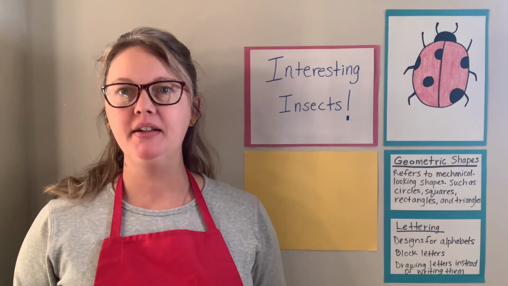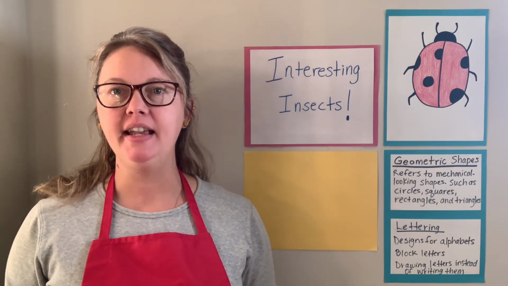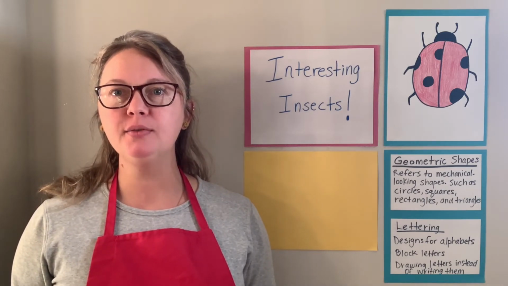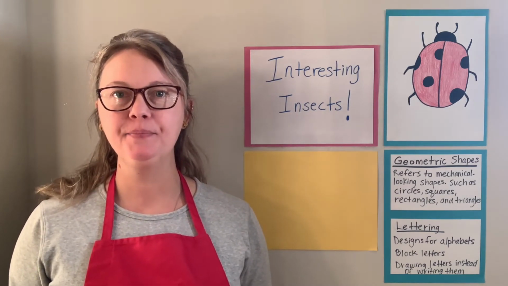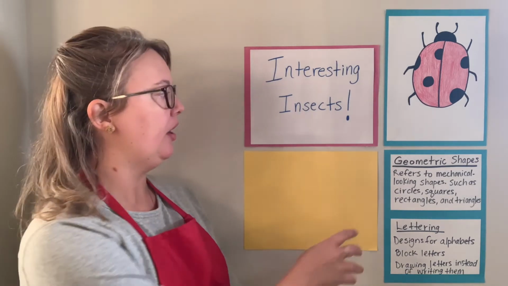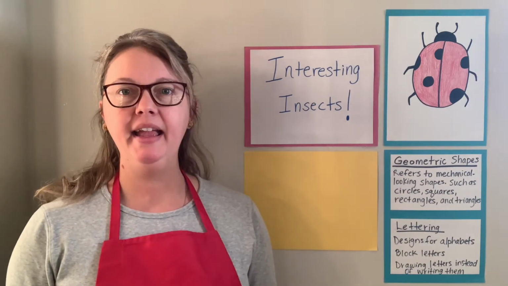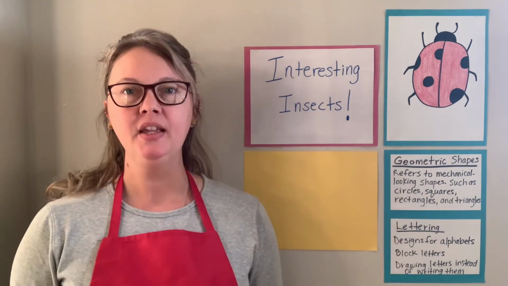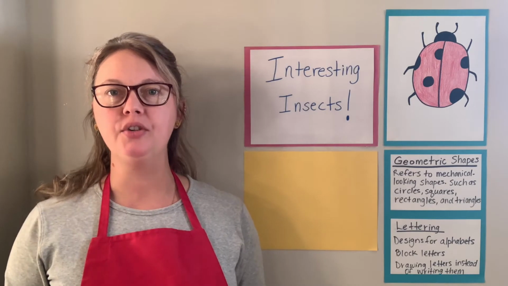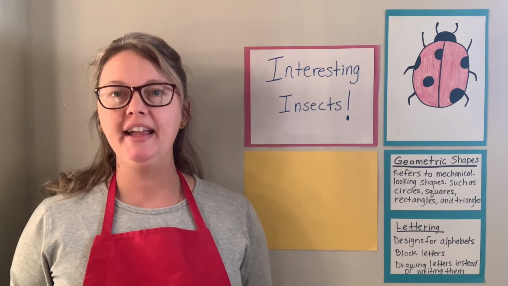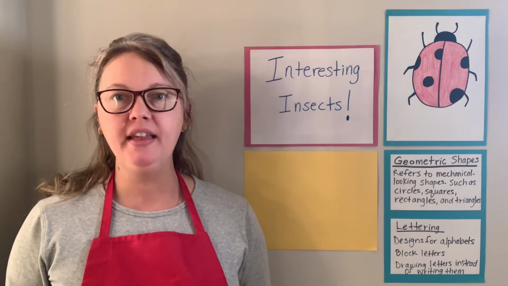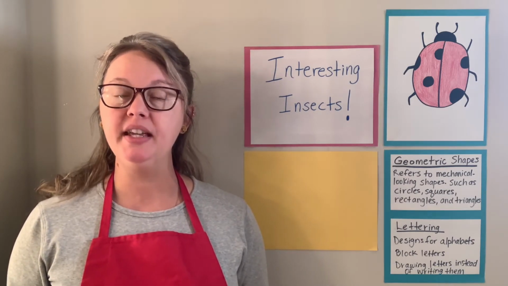I'm excited about teaching you a new art lesson today, and we are going to do part one of the Interesting Insects ELA class. We are going to be focusing on geometric shapes and lettering. We're going to practice drawing some geometric shapes, and then we are going to use a ruler and draw the word insect with elements of design that we see from the insects.